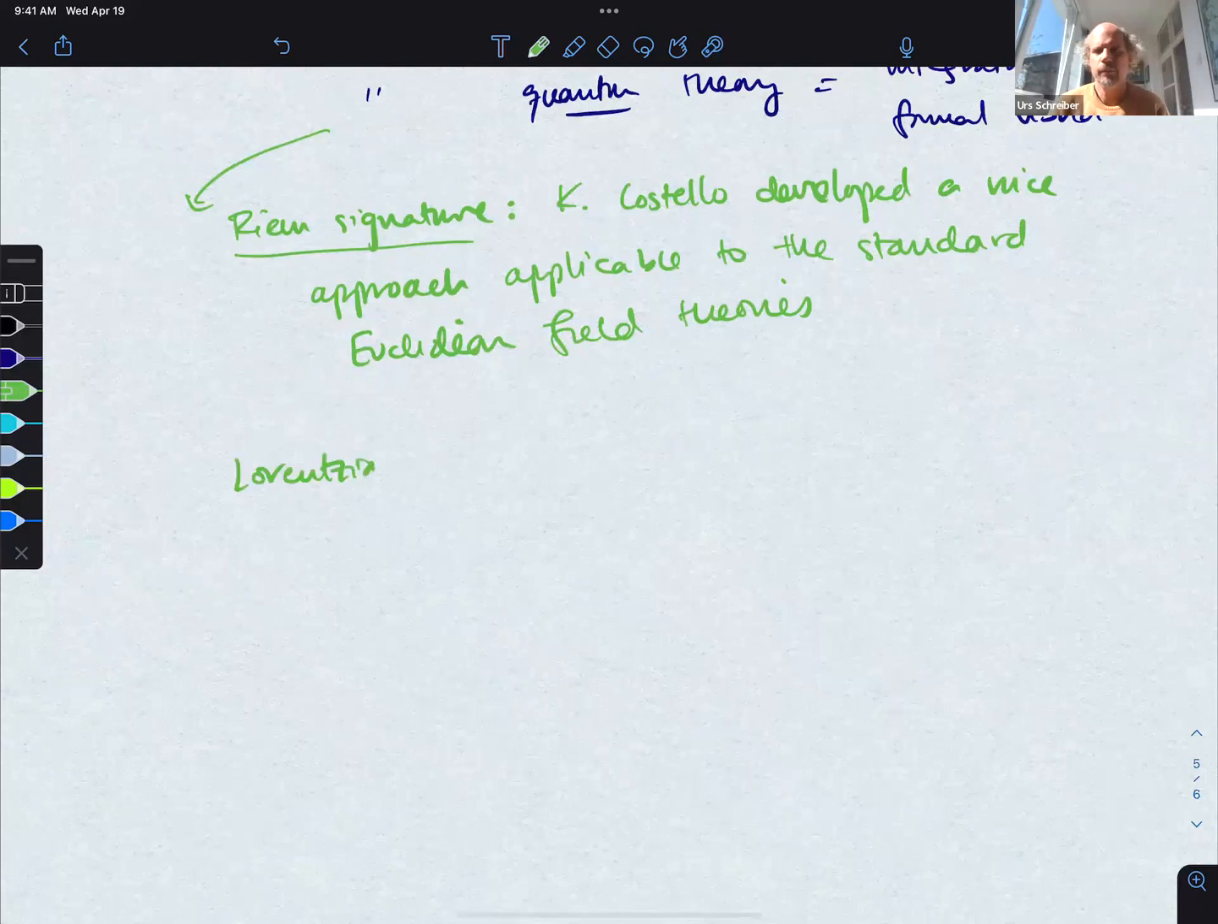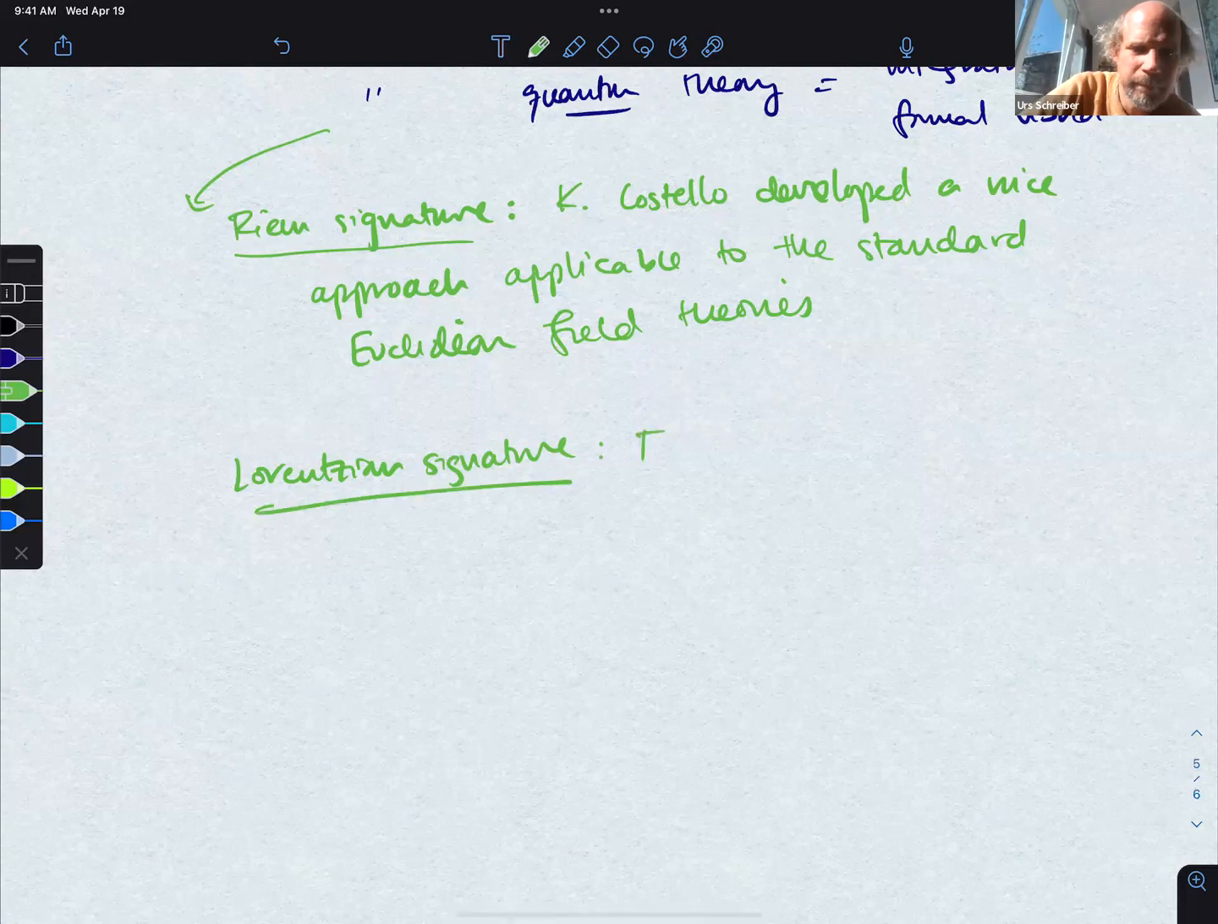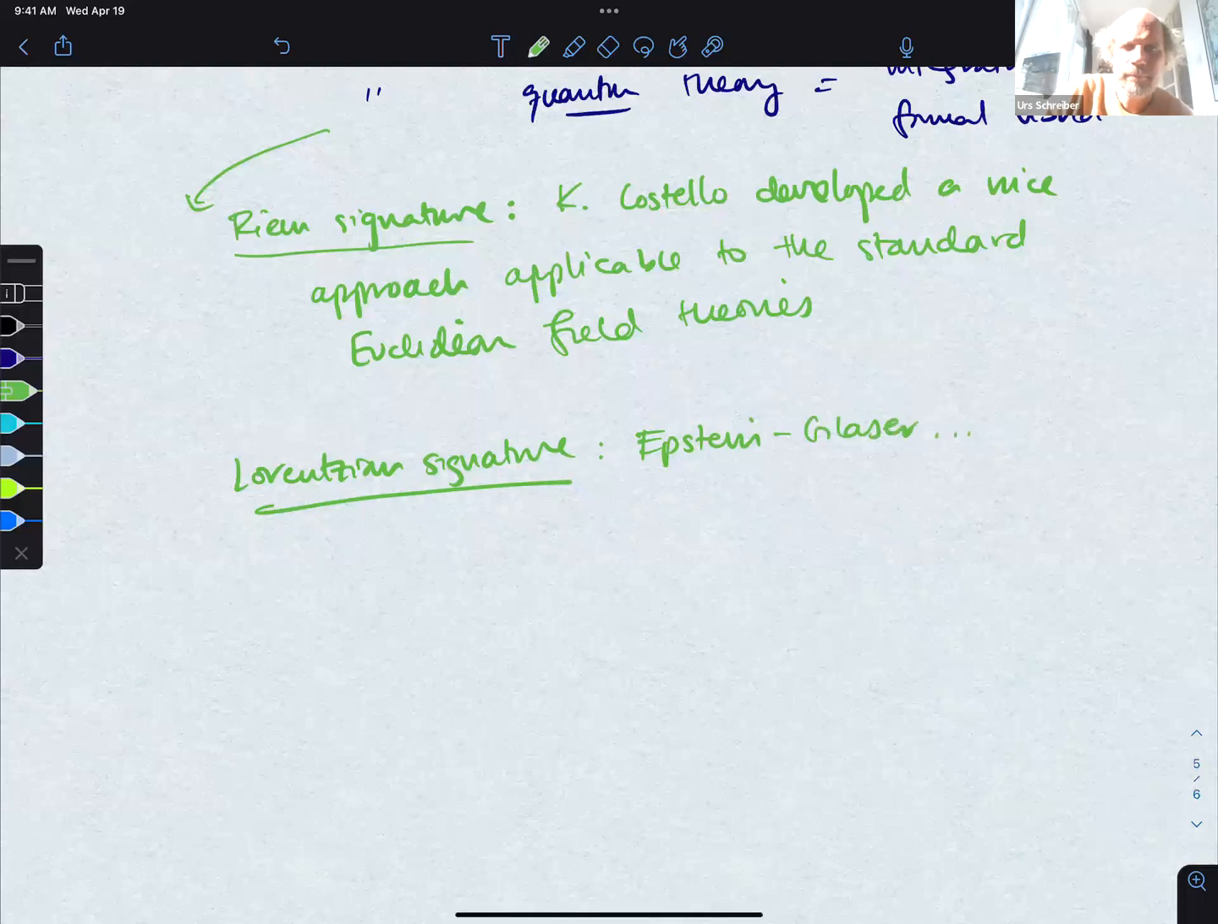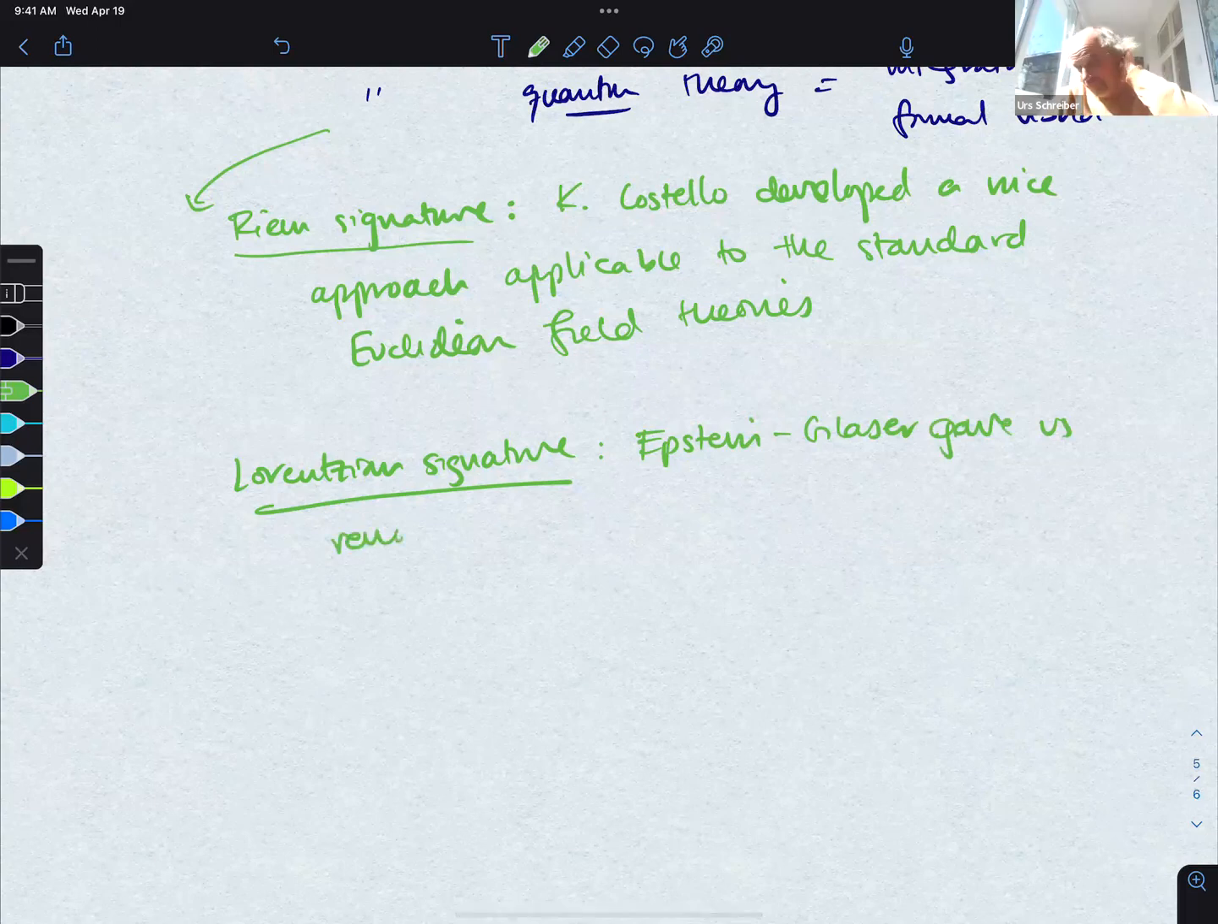In Lorentzian signature, there's this lovely renormalization process due to Epstein and Glaser. They focused, as far as I understand, on the scalar field, but the method generalizes, extended by Fredenhagen and Brunetti.